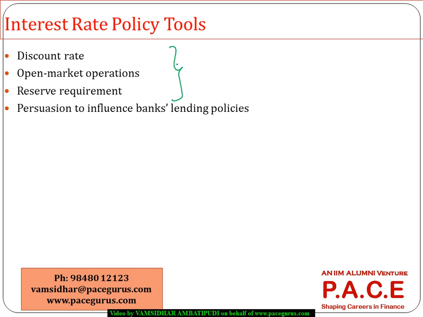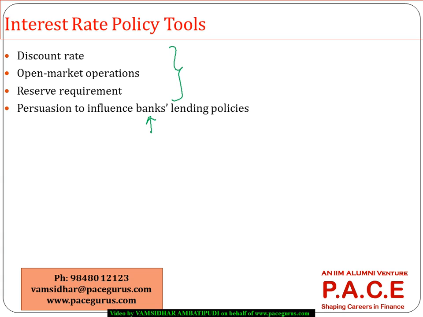One being, they persuade and influence the banks' lending policies. They put some kind of restrictions. They have one-on-one discussions with the banks in terms of their lending policies, basically what sectors to lend to and how much proportion to each of the sectors. So they are trying to control the interest rates based on that particular element.